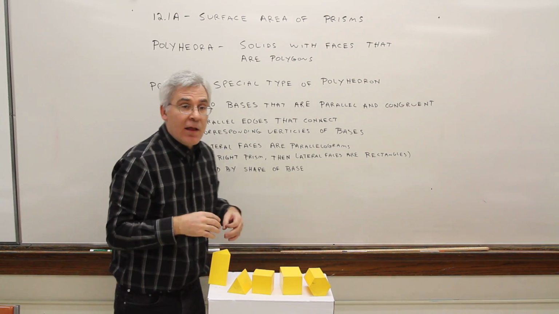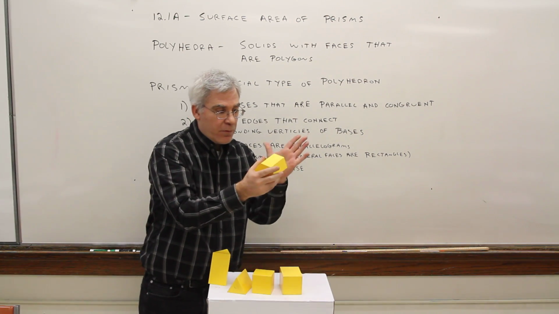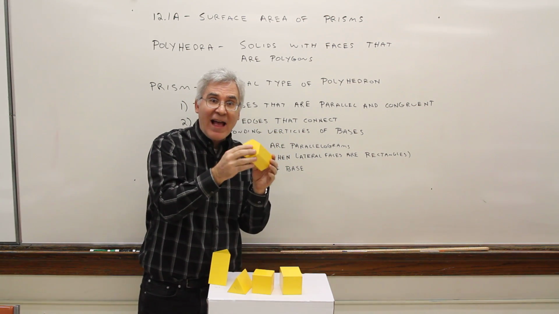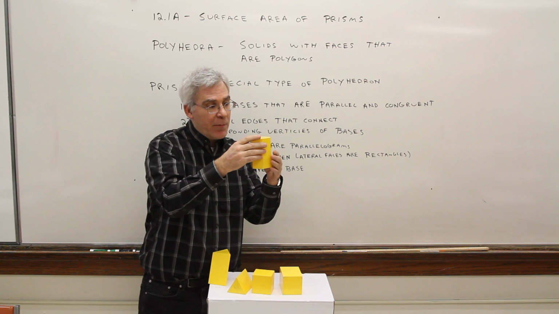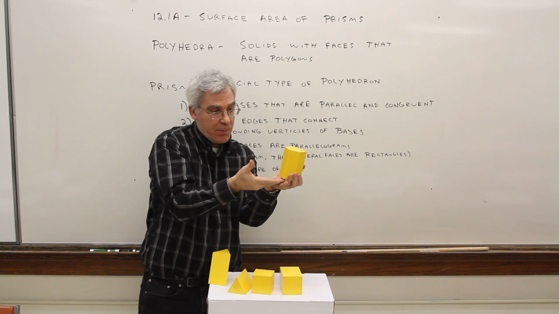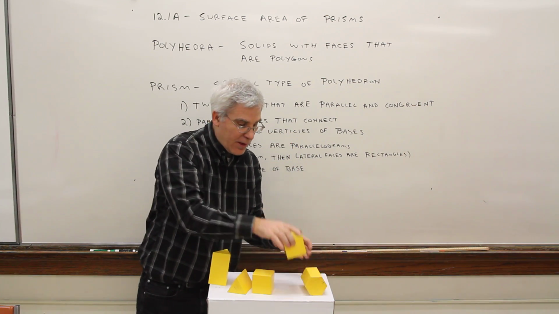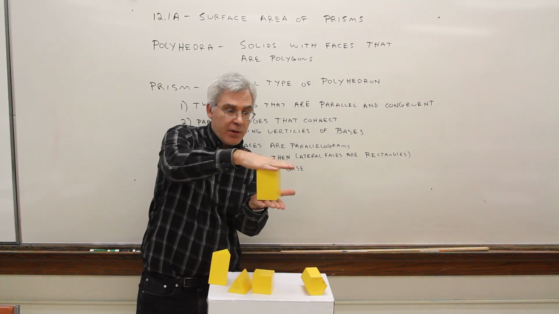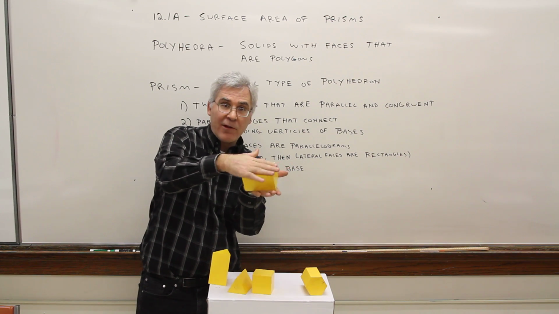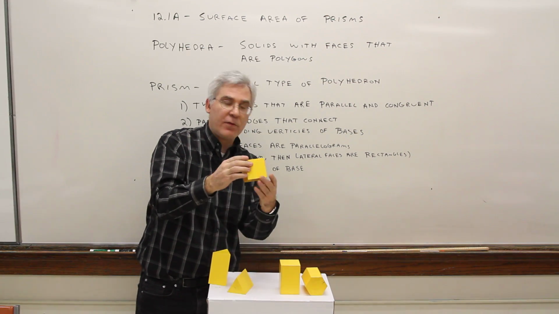And lastly, the prisms are named by the shape of their base. So this base is a hexagon, so we'll call this a hexagonal prism. If we want to be a little bit more precise, we could say it's a right hexagonal prism because the base and the lateral faces are perpendicular. This, depending on your point of view, could be a square prism or a rectangular prism, whichever sides you decide to be the bases.